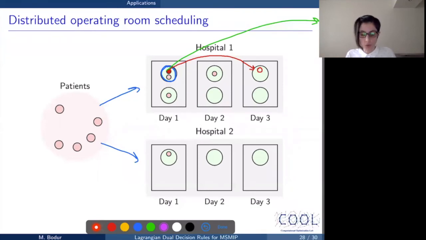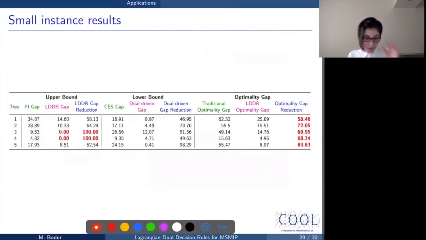and then we apply Lagrangian dual decision rules. And here are some preliminary results from this work. And these are very small instances. And in fact, just to make sure that things are working well, to be able to also compare them against the exact values, these are scenario tree based instances. But nevertheless, from this first set of instances, what we observed is that the actual optimality gap reduction over the traditional optimality gap is up to 83%. So again, we see a lot of promise of applying these type of new decision rules in multi-stage stochastic mixed integer programs.